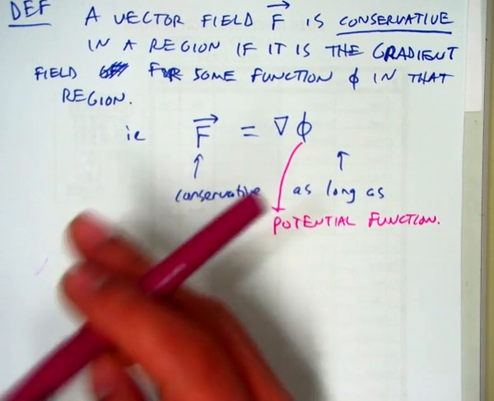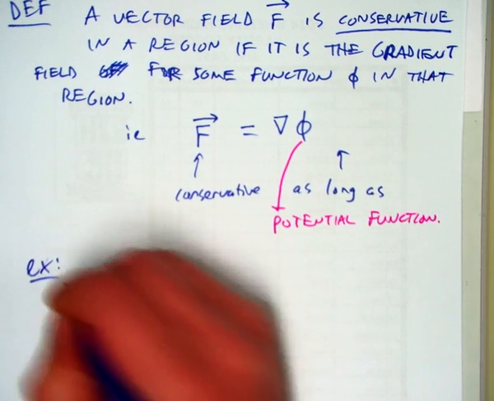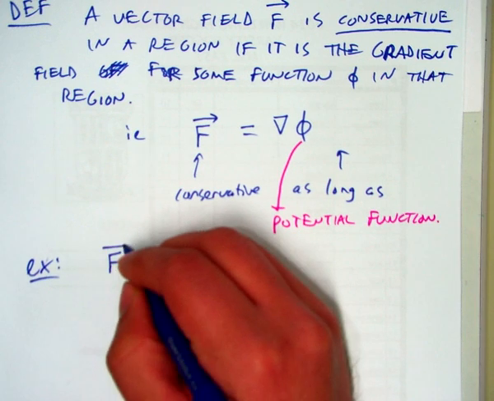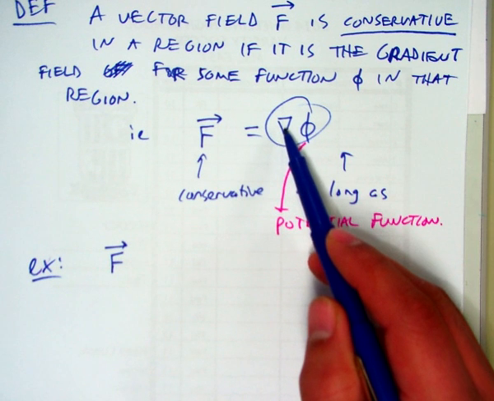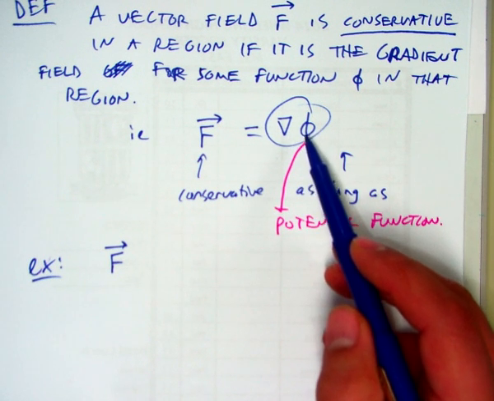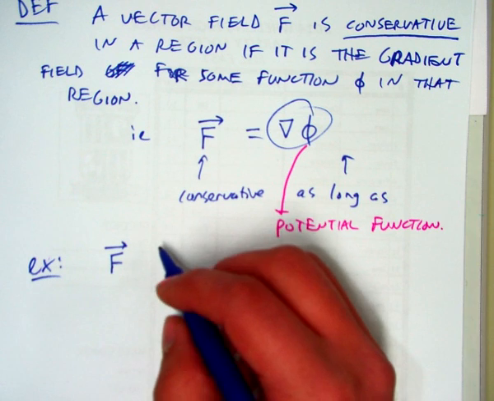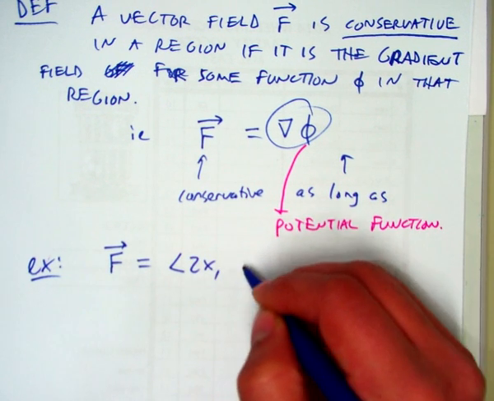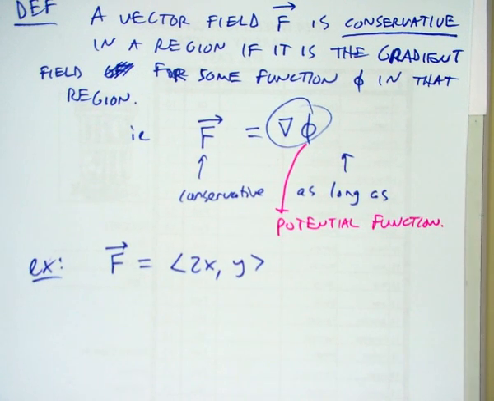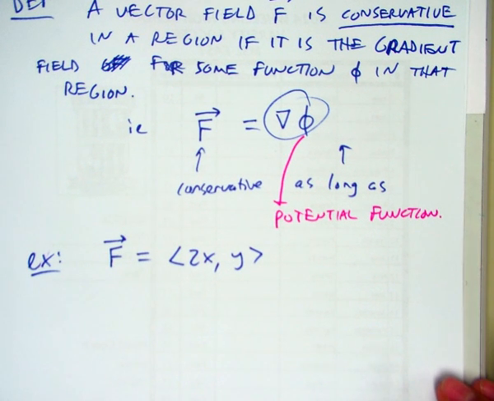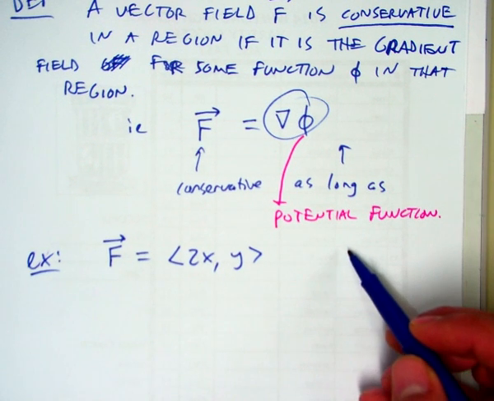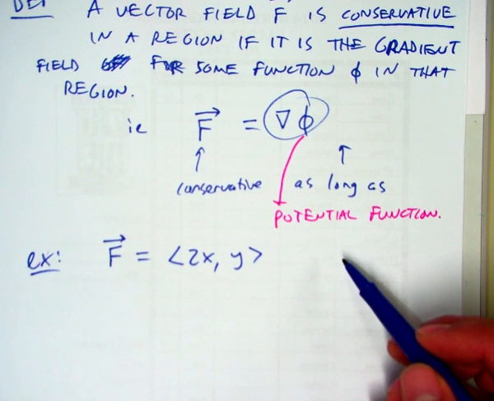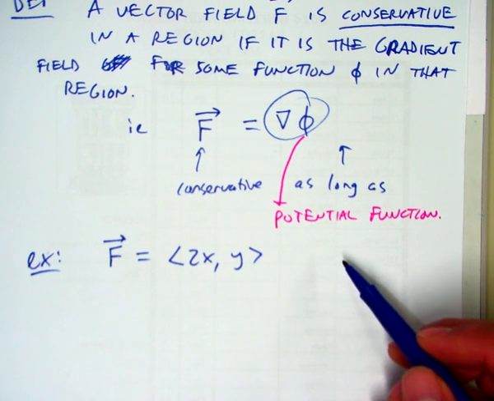Okay, so for example, as long as this is true, as long as this vector field is the gradient of a function, then we say that it's conservative. So for instance, here's one that we can look at. For instance, this one I can tell you it'll be conservative. One that wouldn't be, if I had something like x squared comma x squared, that's not going to be a conservative vector field.